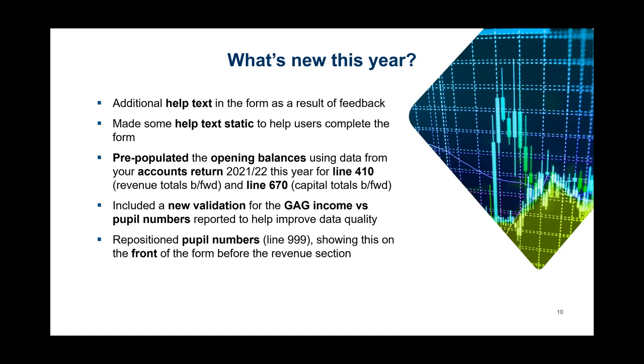And in 99 times out of 100, it will be that we've made a typo, that's fine, this will help stop it before it goes through further. And we've repositioned pupil numbers to the very start of the form, because this firstly helps with the validation, but also it's the real driver for why your income and your expenditure are what they are, because it's around the pupil numbers, the main metric for your trust. So on to the demo.